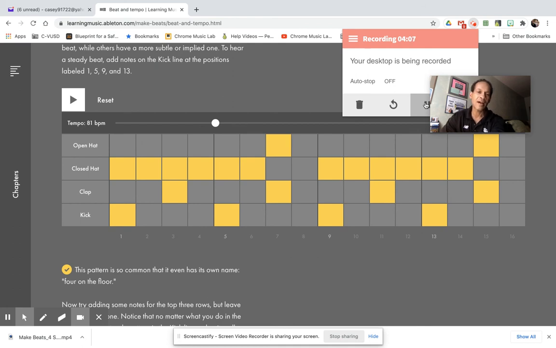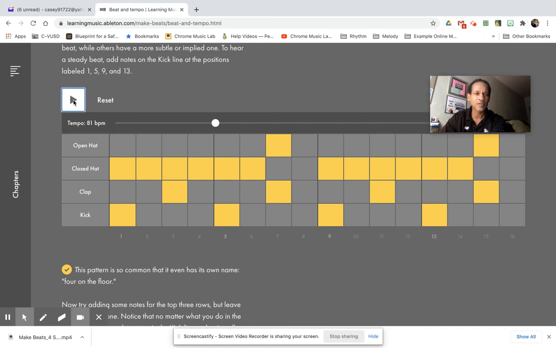Okay, so now I changed it up a little bit more. I've got the four on the floor. I went ahead and put some more claps in, and then I put these on all of the sixteenth subdivisions, 1 e and a, 2 e and a, for the open hat. So check it out, okay?